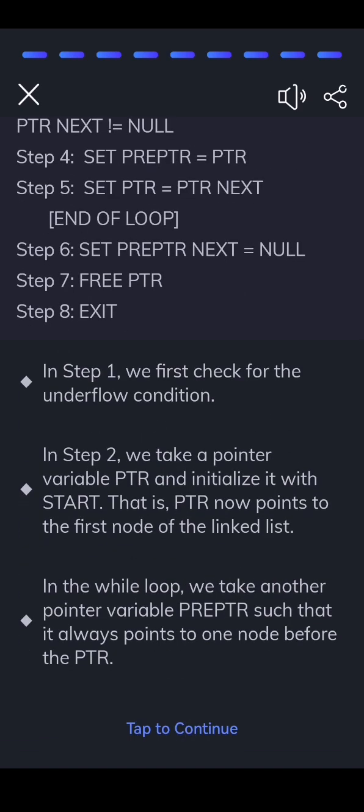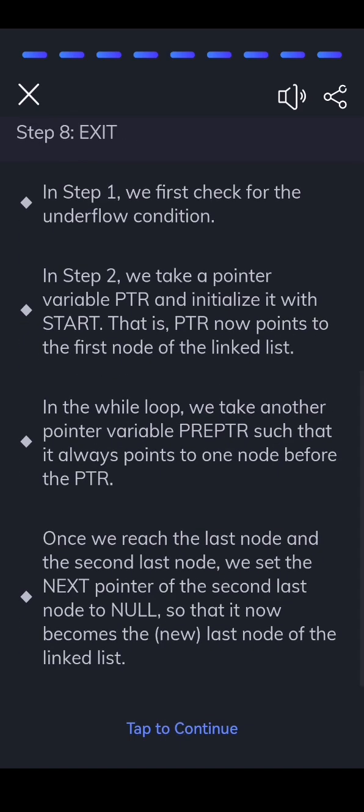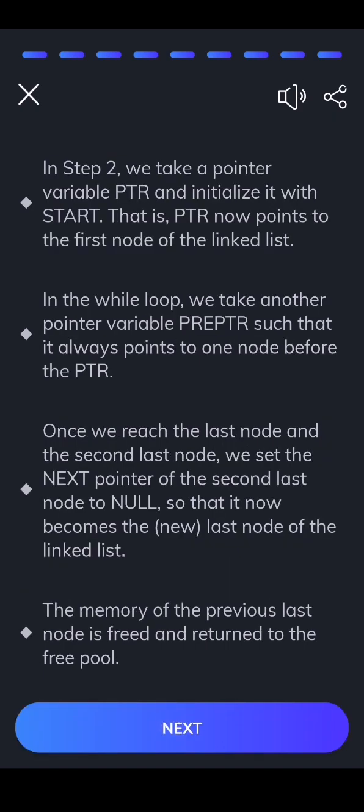That is, ptr now points to the first node of the linked list. In the while loop, we take another pointer variable preptr such that it always points to one node before the ptr. Once we reach the last node, the second last node's next pointer is set to null, so that it now becomes the new last node of the linked list. The memory of the previous last node is freed and returned to the free pool.